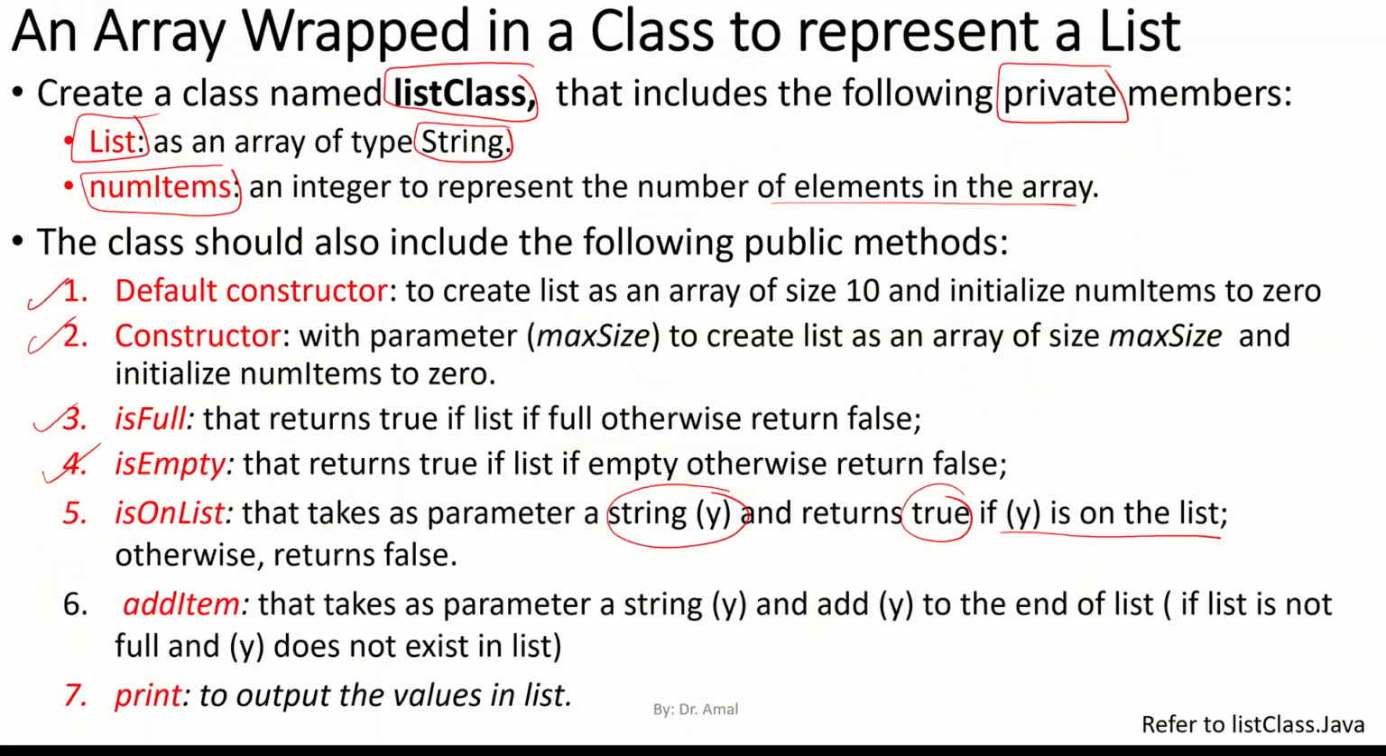Now we are done with the is-on-list method. We have 2 more methods, which are add item and the printing method. So we will talk about adding item and the printing method in the next session.